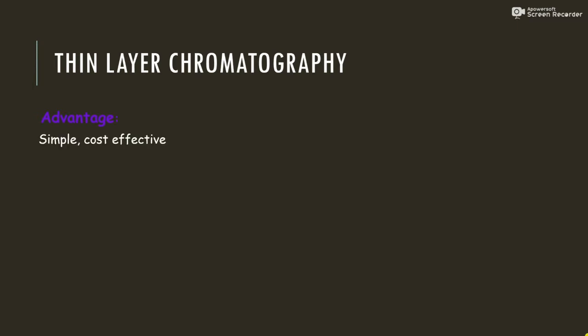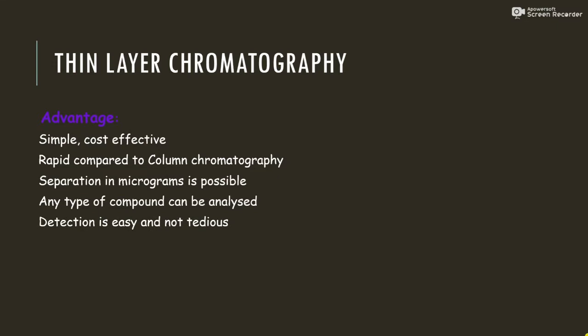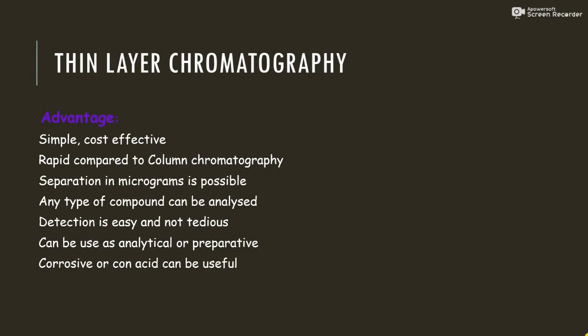Advantages of thin layer chromatography. It is simple and cost effective. Rapid compared to column chromatography. Separation in micrograms is possible. Any type of compound can be analyzed. Detection is easy and not tedious. Can be used as analytical or preparative. Corrosive or concentrated acid can be used. Needs less solvent and stationary phase, and less time is required.